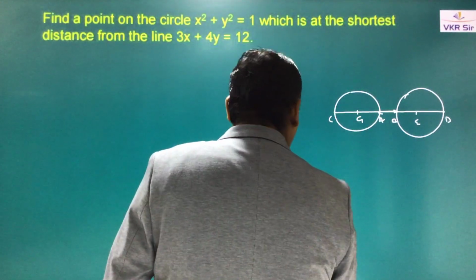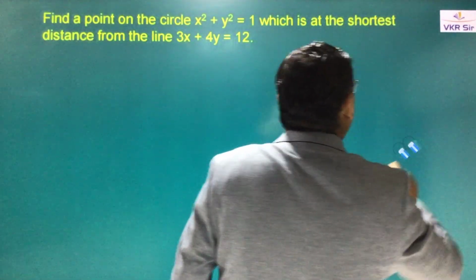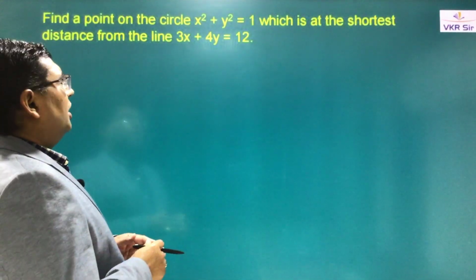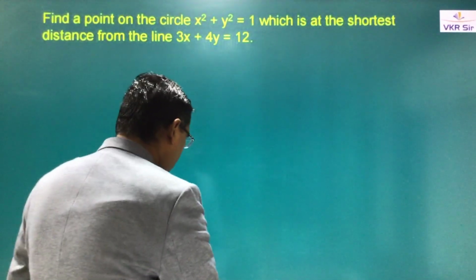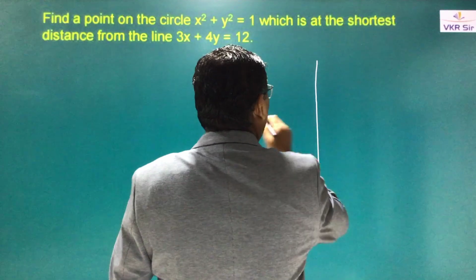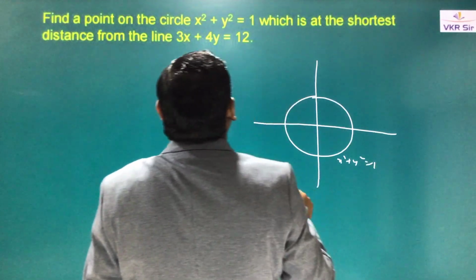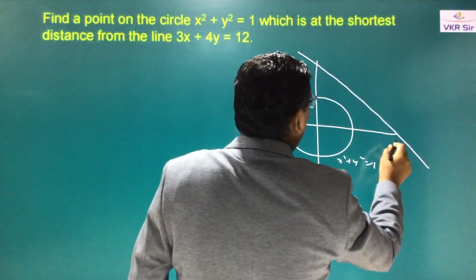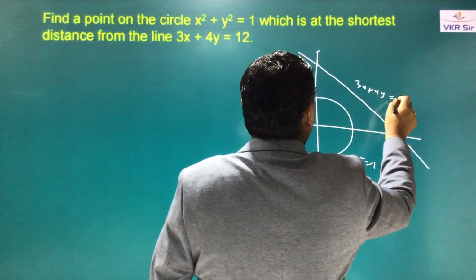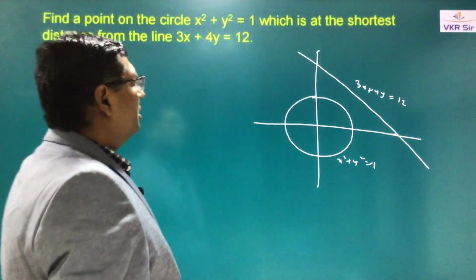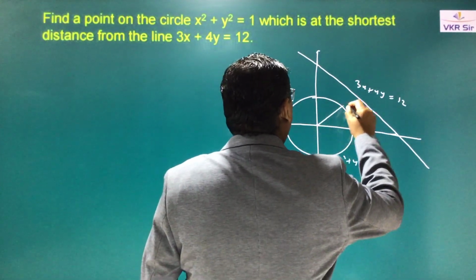Now let's see the question which we have picked up. Find a point on the circle x square plus y square equal to 1 which is at the shortest distance from the line 3x plus 4y equal to 12. So this is the circle x square plus y square equal to 1, and this line is somewhere like this. All right. Now when we want to find the shortest distance, we will go for a common normal like this.